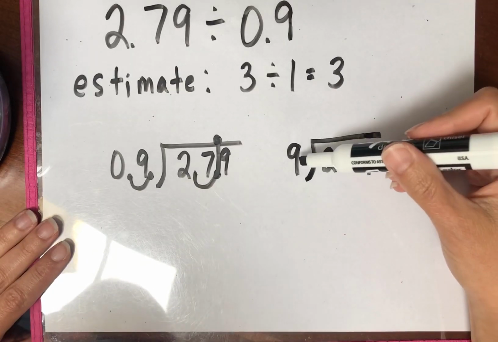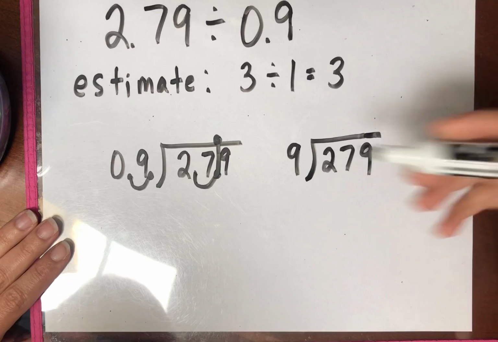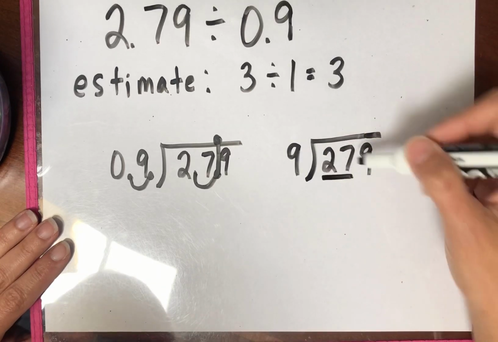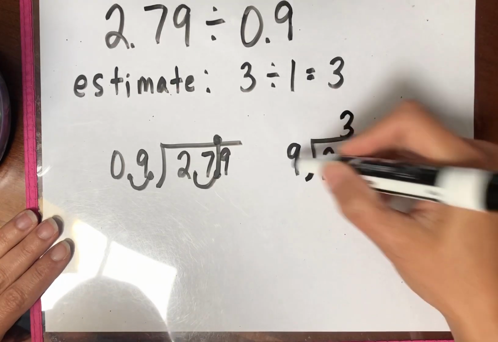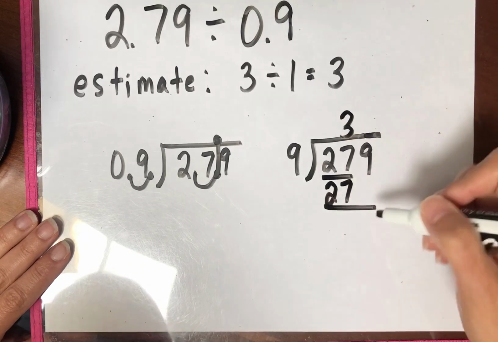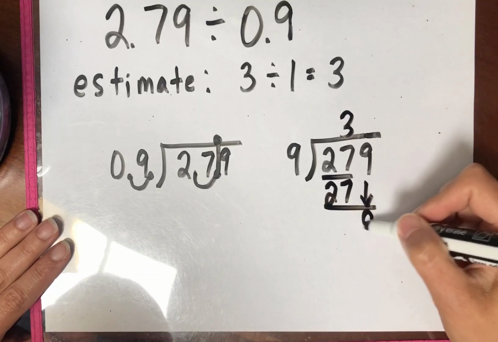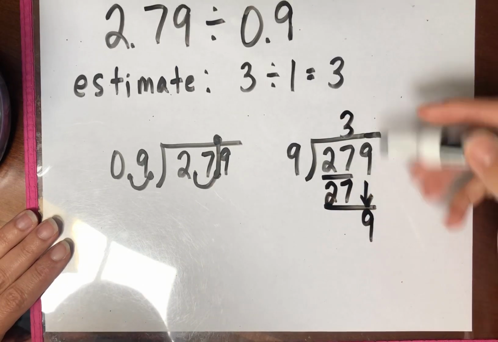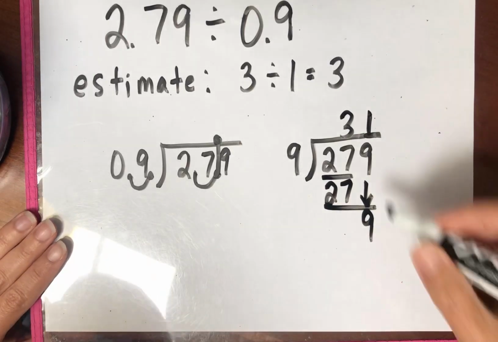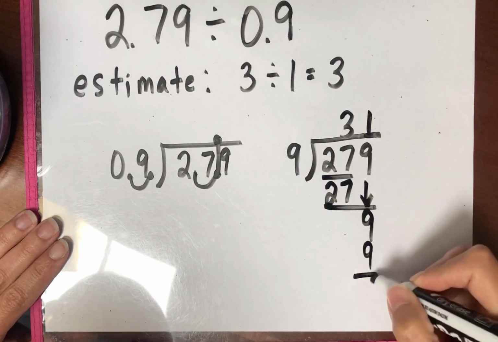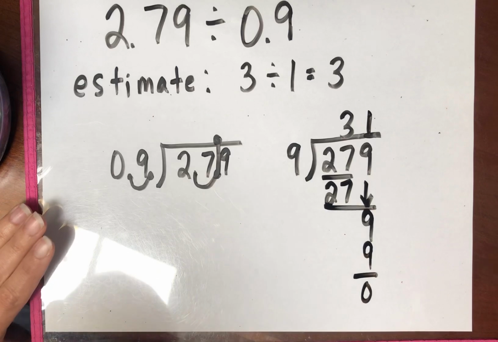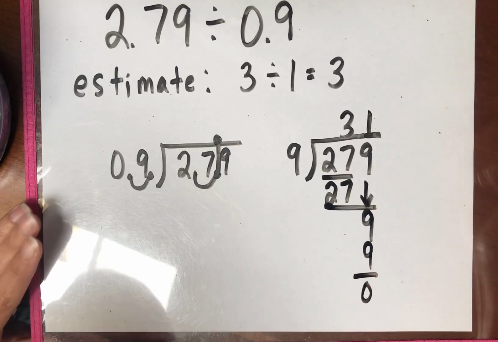So how many times does 9 go into 2? None. How many times does 9 go into 27? 3 times. 3 times 9, 27. I subtract, I bring down the 9. How many times does 9 go into 9? 1 time. 1 times 9, 9, no remainder, easy peasy. And now I'm left with 31.